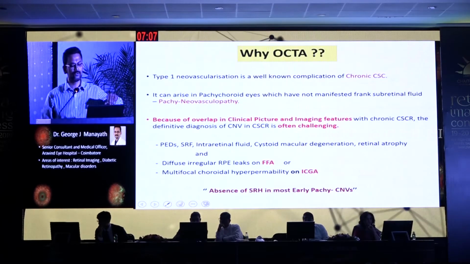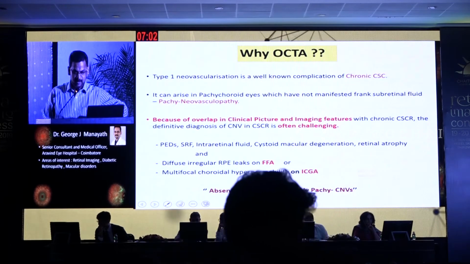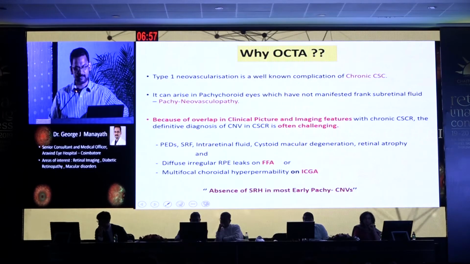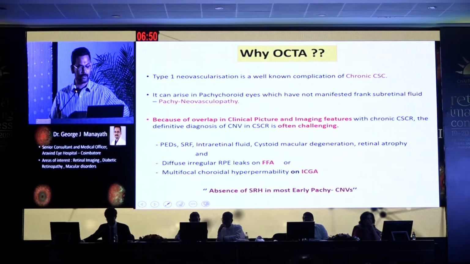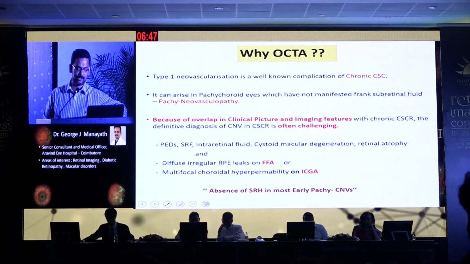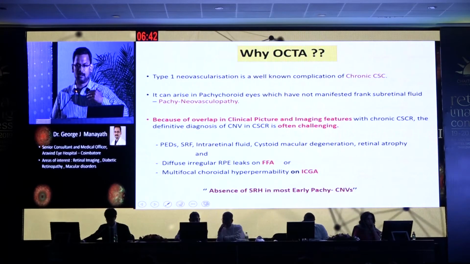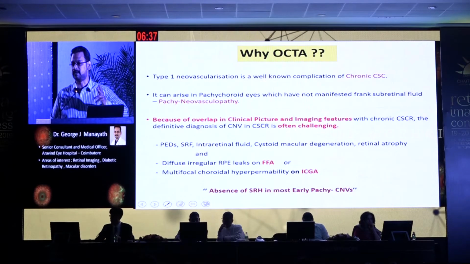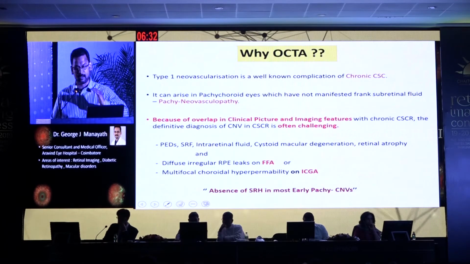So now the question is, why do you need OCT angiography in picking up this early neovascularization? We all know about type 1 neovascularization, which is a well-known complication of chronic CSR, but it can arise in pachychoroid eyes which have not manifested frank subretinal fluid, when we call it pachyneovasculopathy. That is the second situation. And why it is important is because there is a lot of overlap of clinical picture as well as imaging features between these two entities, chronic CSR as well as early CNV complicating a CSC.